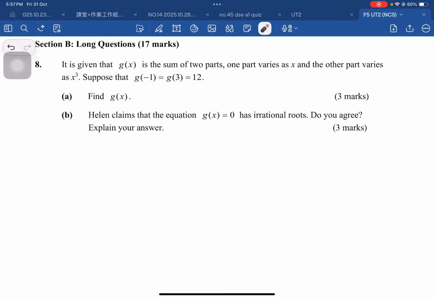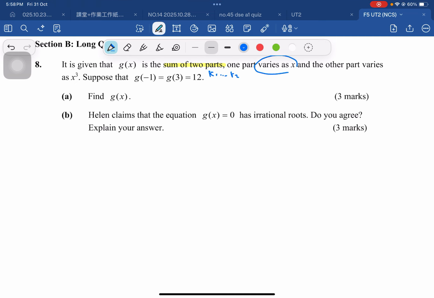Alright, so in this question, it's going to talk about the variation. First of all, we have g(x) is the sum of two parts. When you see the keyword "sum of two parts," you need to think about the k1, k2 stuff. Remember, k1 something plus k2 something. So the first part varies as x, and the other part varies as x cubed. When they just say "varies," it means it's directly varying, so you just times the k with the x.